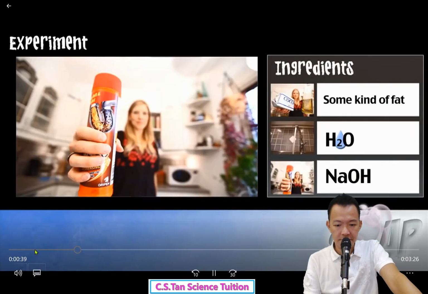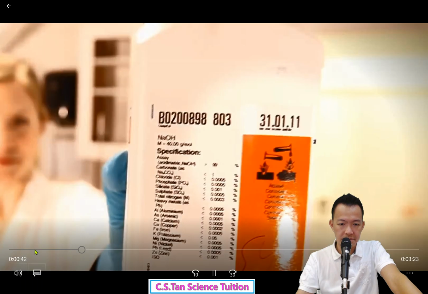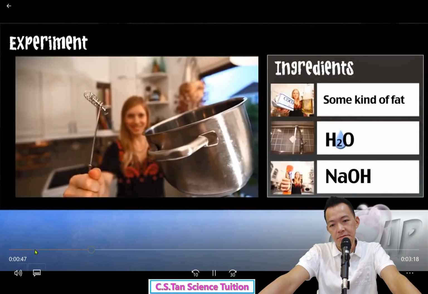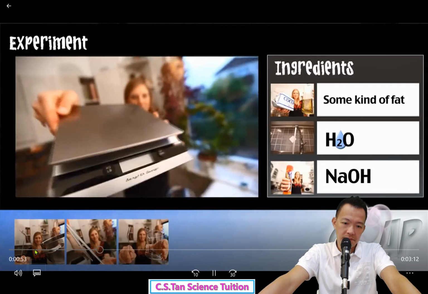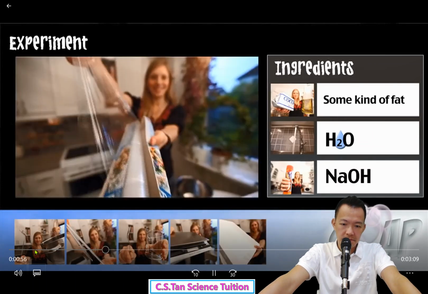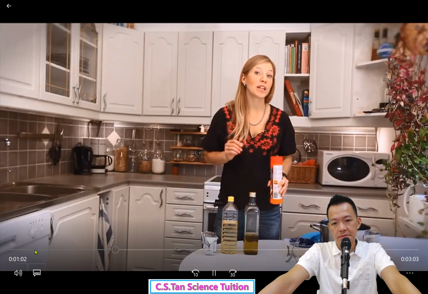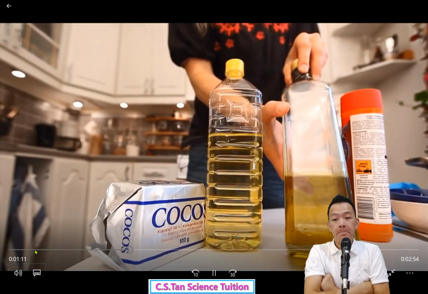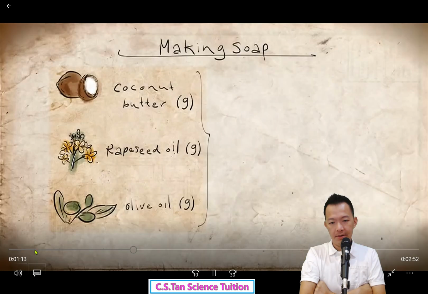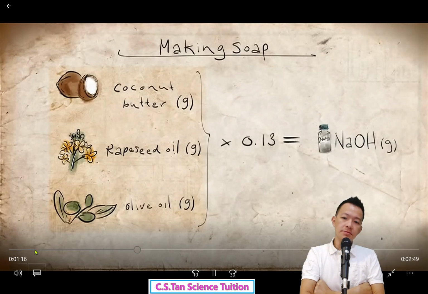But remember to be careful because concentrated solutions of sodium hydroxide are very corrosive, and when handling those solutions, always wear proper protection gear. We will also need a pot and something to stir with, 2 thermometers, a beaker and a spoon, a scale, a mold to make our soap in, and plastic wrap. The amount of sodium hydroxide you'll need is dependent on how much and what type of fat you use. Today we're going to use a combination of different fats. We're going to use coconut butter, rapeseed oil, and olive oil. For these, we simply take the combined weight in grams and multiply by 0.13 to get the amount of sodium hydroxide to use. Alright, let's do it.